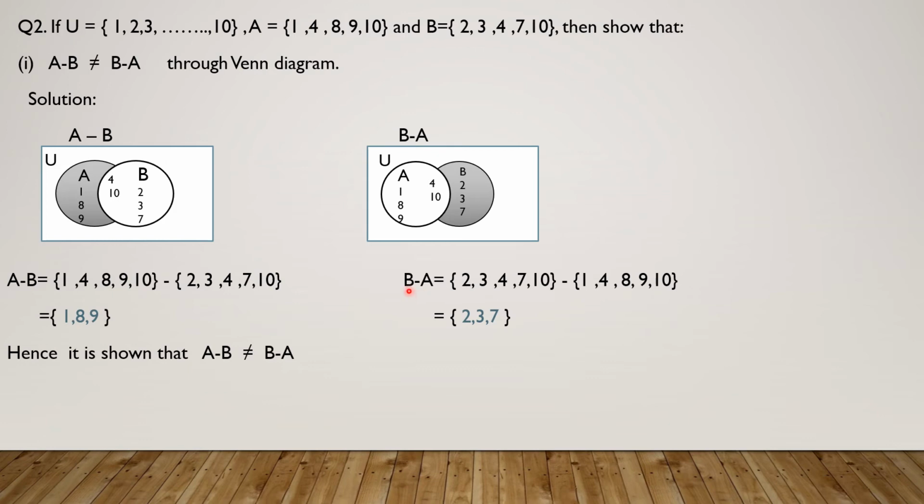Similarly here I find B minus A. B minus A means first write the elements of B, then minus, then A. Now from set B cut out the elements of set A. Which elements of A are present over here? 4 and 10, cut them out. The remaining elements are 2, 3, 7. The answer of A minus B is 1, 8, 9, while the answer of B minus A is 2, 3, 7. Hence it is shown that A minus B is not equal to B minus A. Similarly, this diagram shows that A minus B is not equal to B minus A.